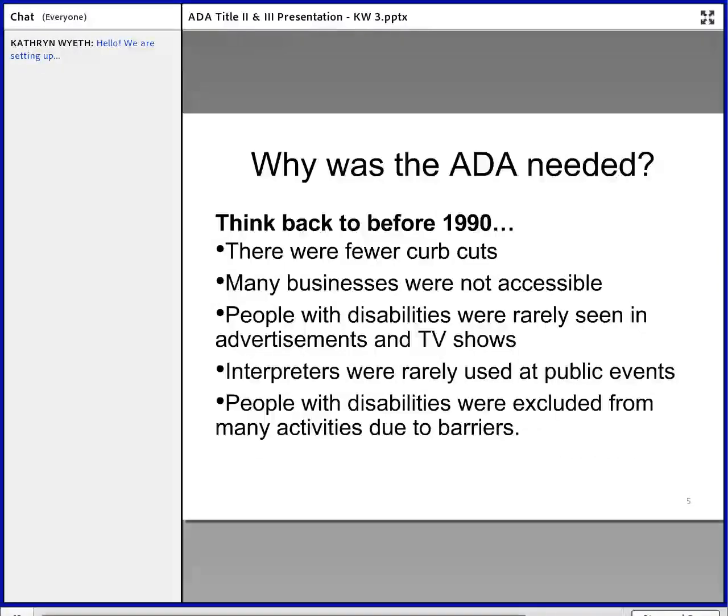Next slide. Why was the ADA needed? Well, if we all think back to before 1990, those of us who were old enough, perhaps, there were fewer curb cuts. Many businesses were not accessible. People with disabilities were rarely seen in advertisements or TV. Interpreters were rarely used in public events. And people with disabilities were excluded from many activities due to barriers. These are all findings that were captured in the legislative history when they enacted the Americans with Disabilities Act. Over and over again, they found that people were excluded from aspects of daily life because of their disability, whether it's programmatic barriers or physical structure barriers. Next slide.